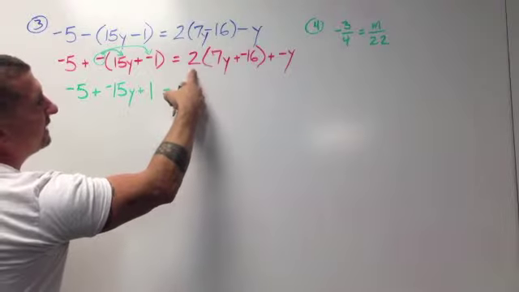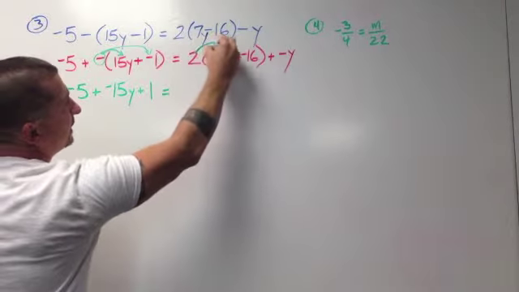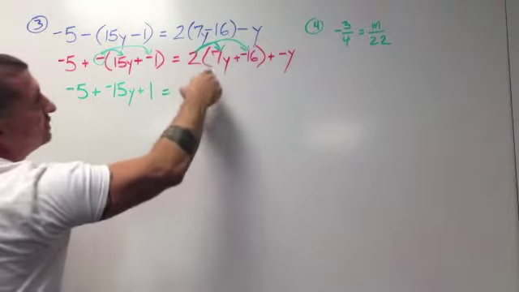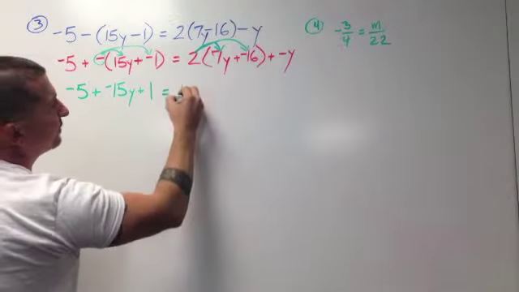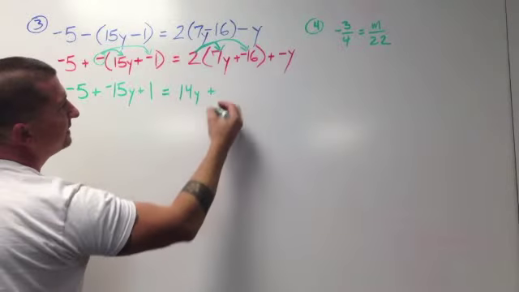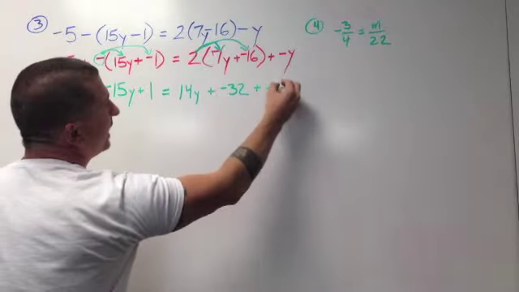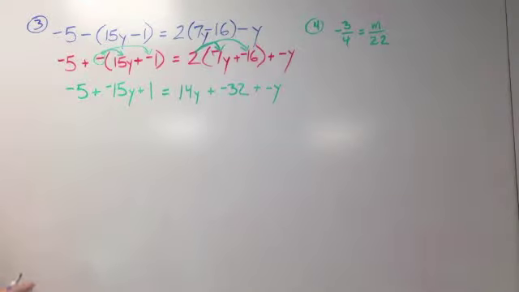And now this 2, I am distributing this because it's 2 times this sum. So I'm doing 2 times 7y, which is 14y, plus 2 times negative 16, which is negative 32, plus negative y. Now we need to combine like terms.